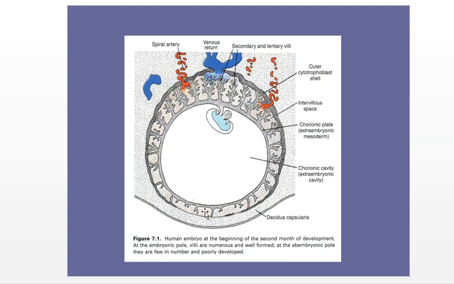And at the other pole, the abembryonic pole, the opposite side of the embryo, here you can see that the villi is not developed very well, and we say that this is the smooth chorion, because we don't need villi in this part, opposite the embryo. In conclusion, we say that the placenta has two parts. The maternal part is the decidua basalis, and the fetal part is the chorion frondosum. Now you can see that the chorion is formed.